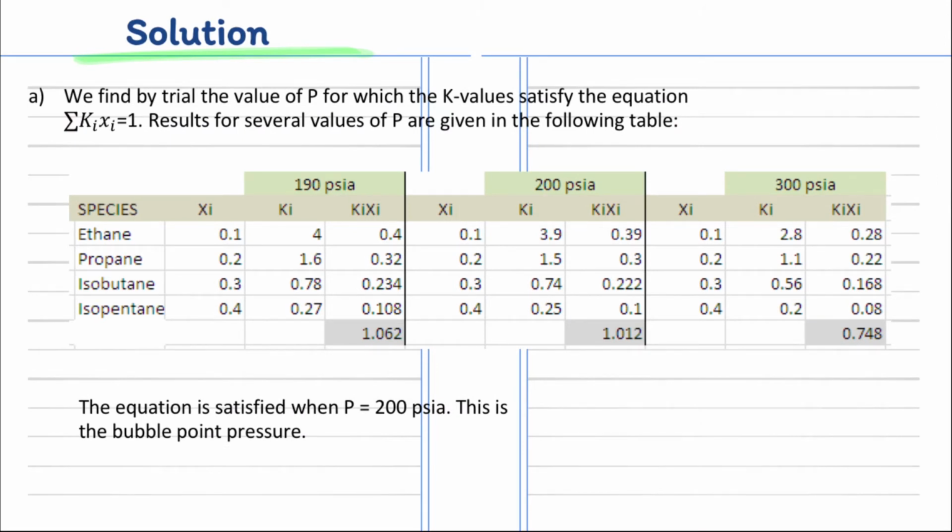Moving on, to find the bubble point pressure for the given temperature of 140 Fahrenheit, we find by trial the value of P for which the K values satisfy the equation summation of K times X equals 1. Results for several values of P are given in the following table. As can be seen in the table, at 200 psia the summation is equal to 1.012, which is approximately equal to 1. Thus, the equation is satisfied when P is equal to 200 psia. This is the bubble point pressure.